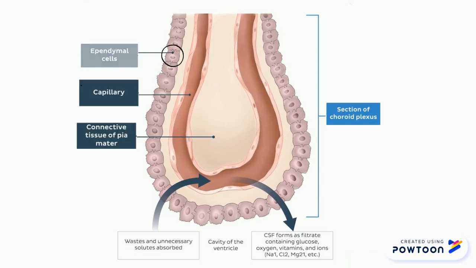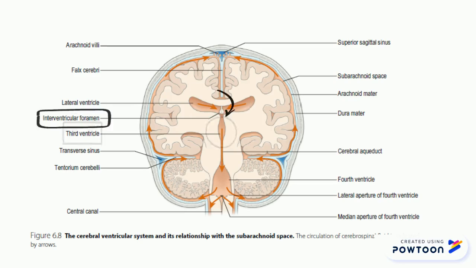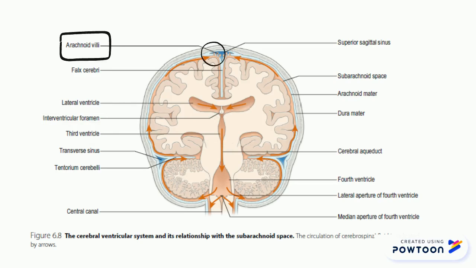CSF is produced in the lateral ventricles and circulates into the third ventricle, then the fourth, by which it enters the median aperture, or the 2 lateral apertures, to circulate around the subarachnoid space in the CNS. CSF leaves the subarachnoid space via the arachnoid villi to enter the superior sagittal sinus to join venous circulation. The venous blood drains into the internal jugular vein.